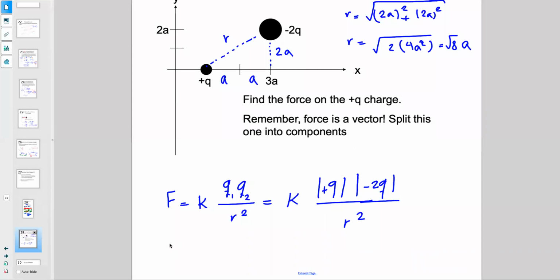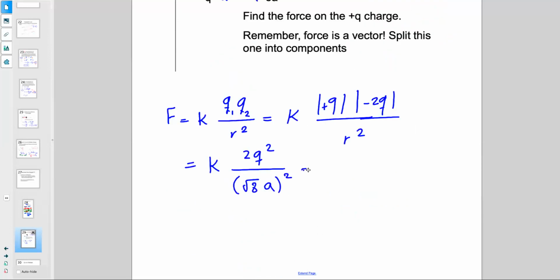So you have K 2Q squared over R squared. So you are having square root of 8 A to the power of 2. So what you have is K 2Q squared. Square root of 8 to the power of 2 is just 8, and you have A squared here. Okay, so you have 2 over 8, which is 1 over 4. K Q squared over A squared.